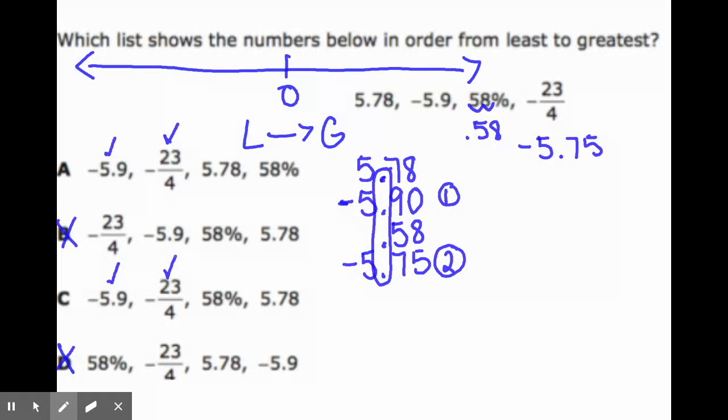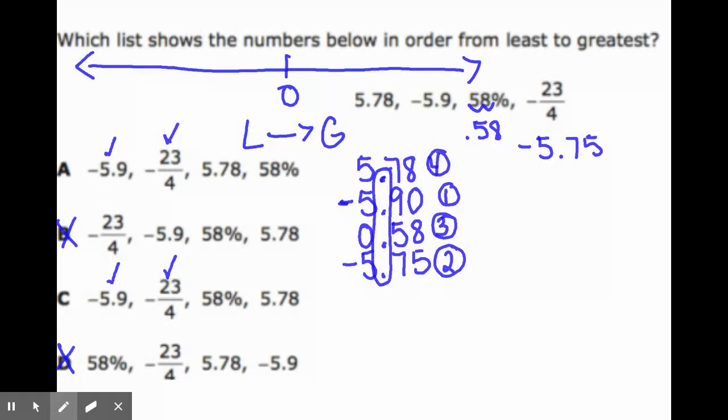Next up, remember, my last number will be my largest positive number. So I have two positives. I have 58 hundredths and 5 and 78 hundredths. Considering that 0.58 would actually have a 0 in the ones place, I know that that's going to be much smaller than 5 and 78 hundredths. So this would be my third number, and this would be my fourth.